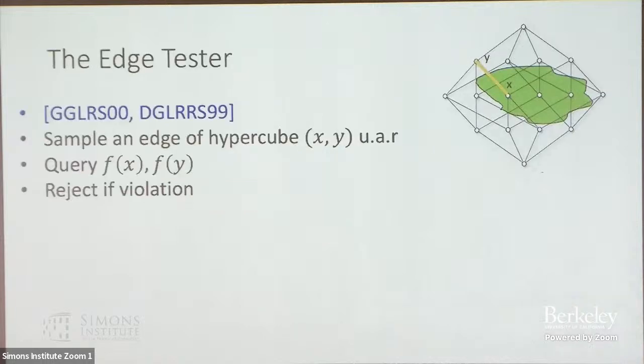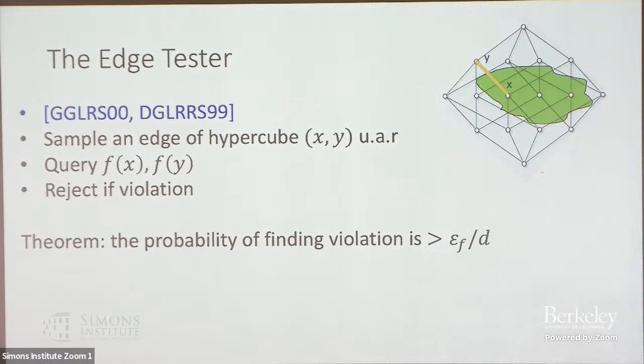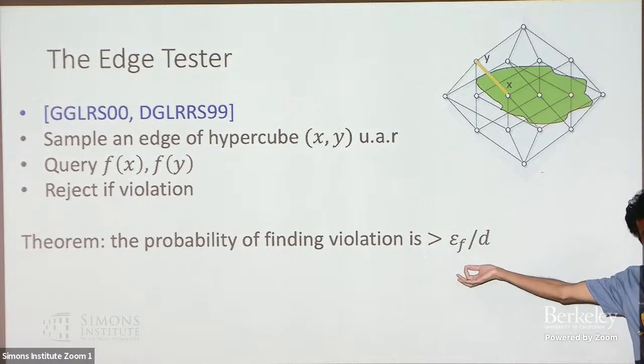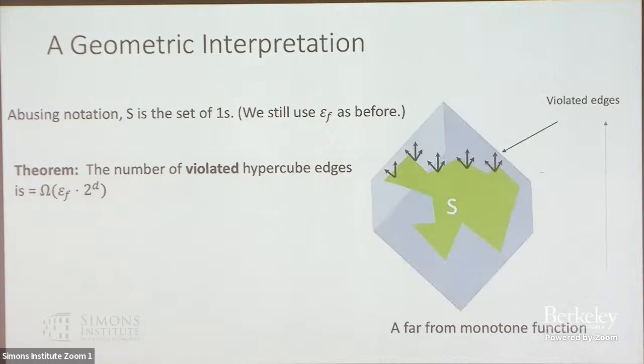Okay, so let's go back to the edge tester. Remember, we sampled an edge of the hypercube, we queried the endpoints, and we checked the values. And the theorem was that the probability of finding a violation is at least epsilon f divided by d, where epsilon f was the distance to monotonicity. I want to give a geometric interpretation of this. So let me draw it in the following way.